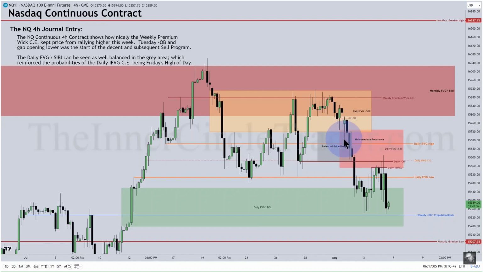Delivery in here as well. So what is happening here? Went lower, lower, lower, back up, lower. So this is what? Balanced. So this is a balanced price range. So what do we have from the daily inversion fair value gap high to the daily inversion fair value gap consequent encroachment? We have a balanced price range.